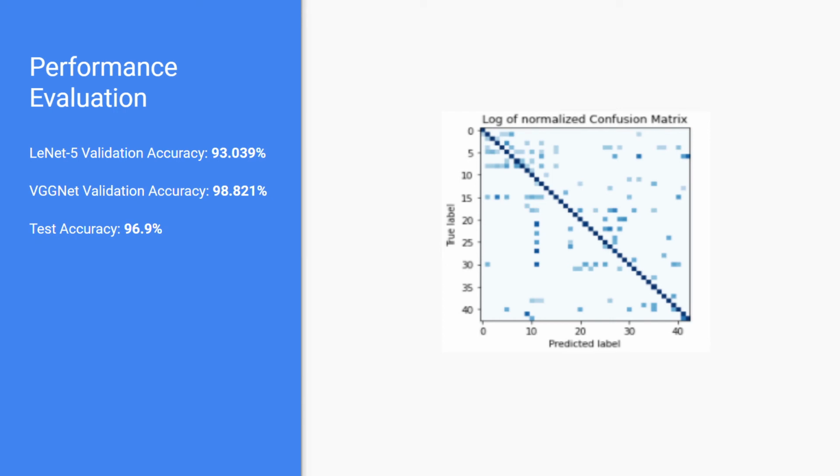The performance evaluation of running both the networks gave an accuracy of 93.039% for the LeNet-5 and 98.821% for the VGGNet. And both of these accuracies were obtained on the validation set. The test accuracy turned out to be 96.9%.